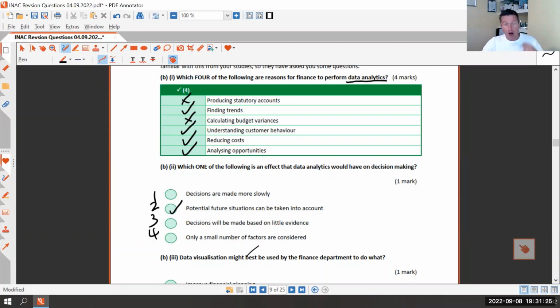And then lastly, only a small number of factors are considered. No, you can take in loads of different factors. So it's not just demand. It can be demand, price paid, product that they buy, Christmas, do they want it quickly, but they want to buy something expensive, versus looking at just what our sales were in Christmas. It's a lot more information. You can take in lots of different factors, and again, make more accurate decisions.